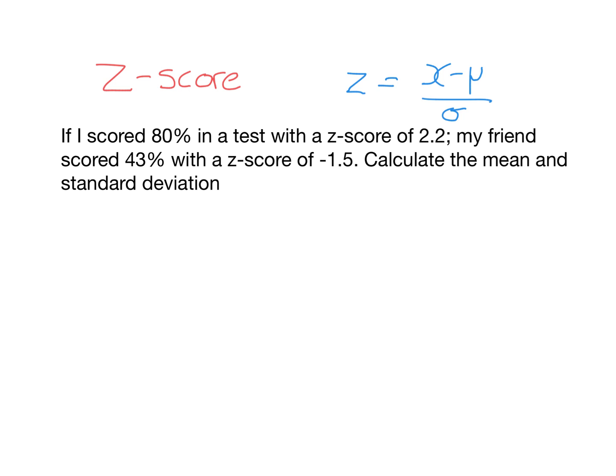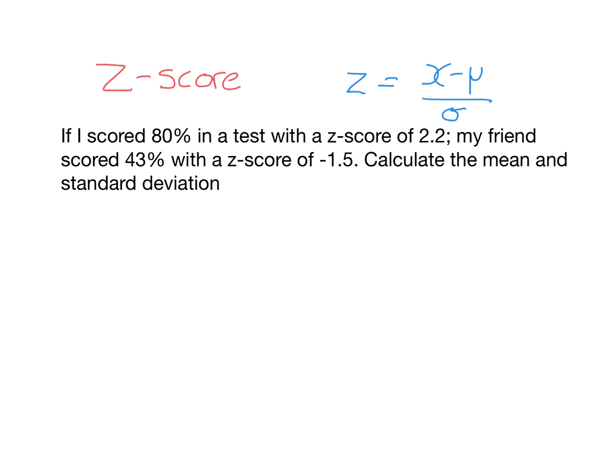So let's do a question on this. Let's say I scored 80% in a test with a z-score of 2.2. My friend scored 43 with a z-score of minus 1.5. Calculate the mean and standard deviation. So hopefully you're thinking that because we're finding 2 quantities at the same time, we're going to need to utilize simultaneous equations. So the first equation I get from this information, 80% z-score was 2.2.